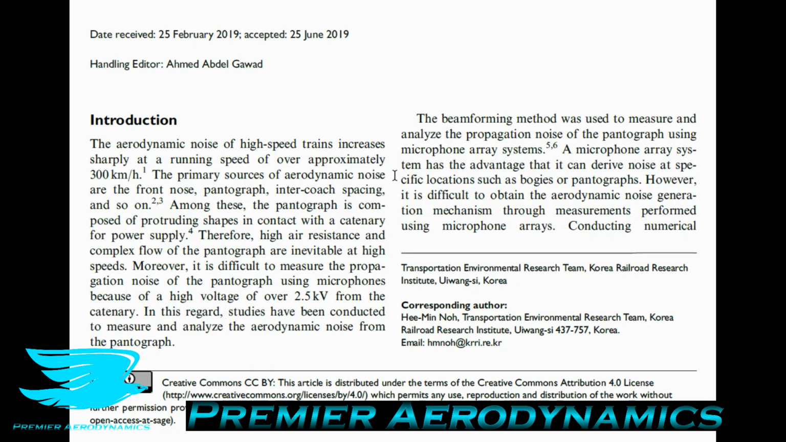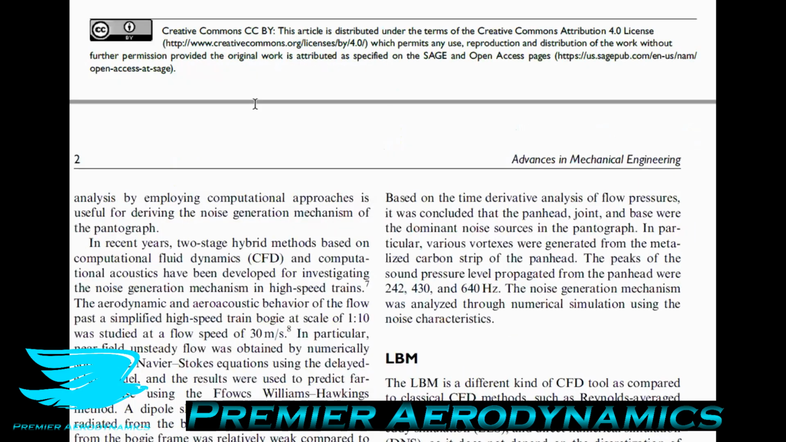So they say, however, it is difficult to obtain the aerodynamic noise generation mechanism through measurements performed using microphone arrays. Conducting numerical analysis by employing computational approaches is useful for deriving the noise generation mechanism of the pantograph. So that's true to some extent, depending on whether the CFD is very well defined and has a high resolution or not. It can be better than beamforming, and that goes for pretty much every experimental method. If your CFD is very good, then you can overtake your experimental method in terms of the data you get out. But that's only if the CFD is actually accurate, which is actually part of the thing we're going to be looking at with these two podcasts coming.